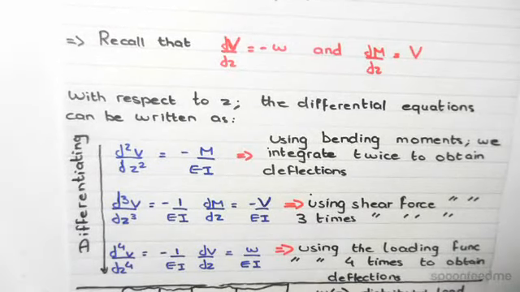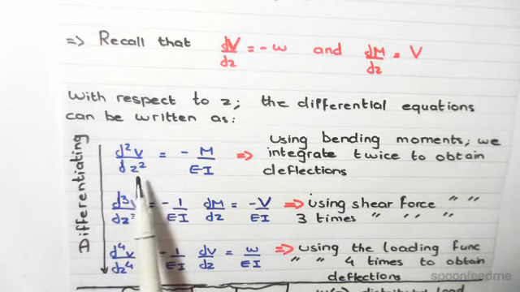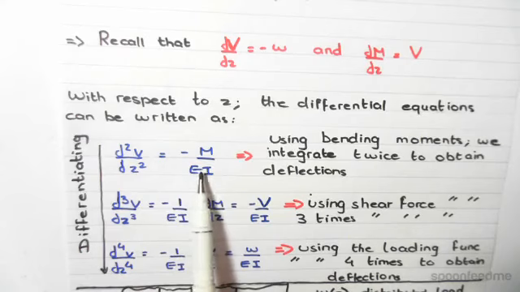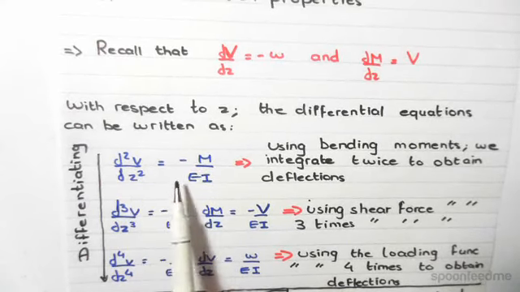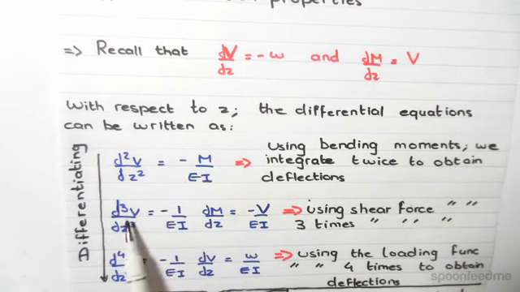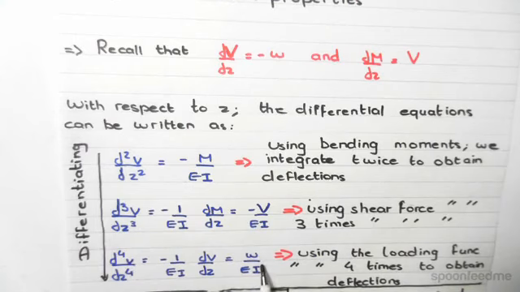Now, with respect to z, the differential equations can be written as, from the previous equations, we found the governing equation of deflections was d squared v dz squared equals minus M on EI. And this is the moment. If we differentiate once, we get the shear, which is d cubed v dz cubed, and we differentiate again, we get the loading function w.